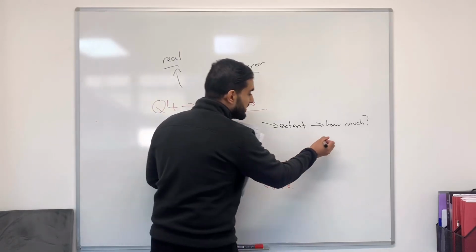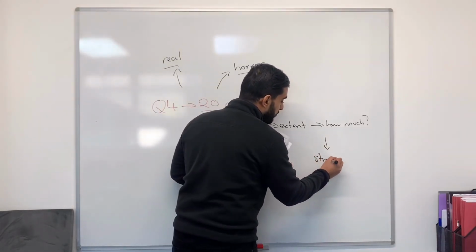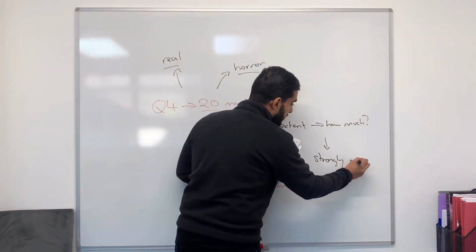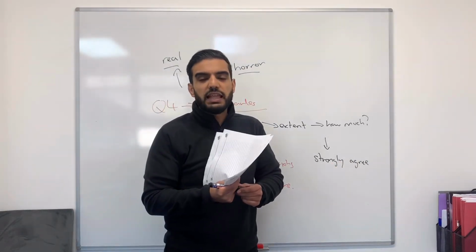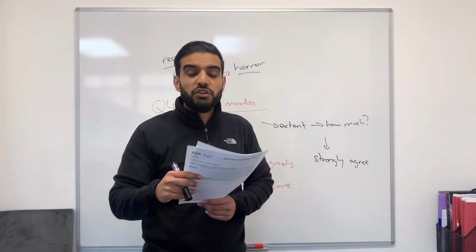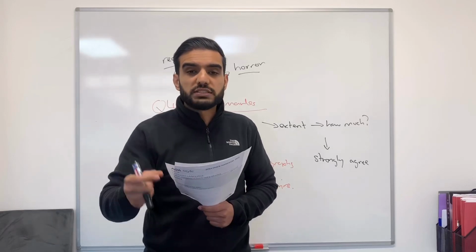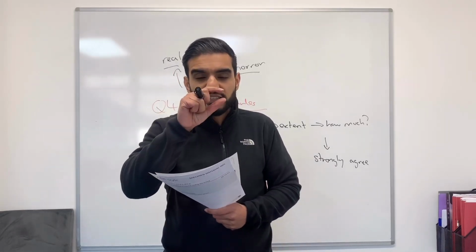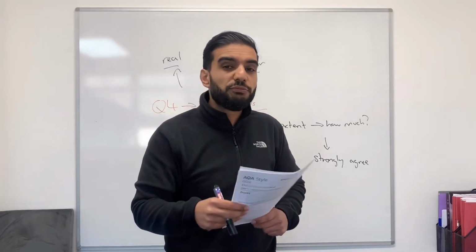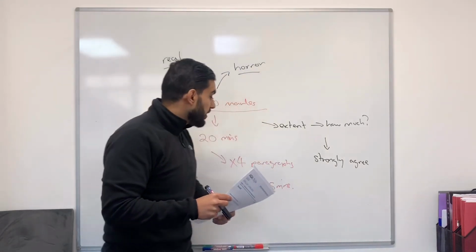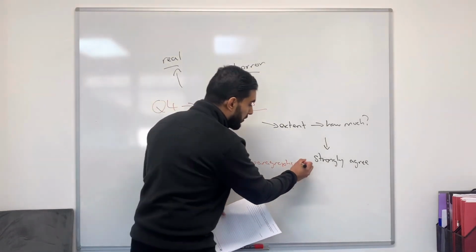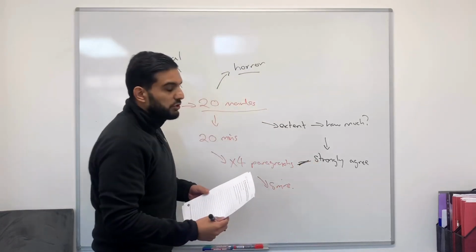Every single time we do question 4, I want you all to always strongly agree. The way the question is set up, it's easier to agree than disagree. But we can't just say we agree because we haven't said the extent of our agreement. Therefore, we always say we strongly agree. Therefore, we produce 4 paragraphs talking about how we strongly agree.